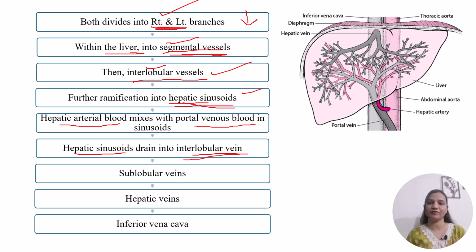Then after the interlobular veins, the blood drains into the sublobular veins, then to the hepatic veins, and then finally to the inferior vena cava. So these are all the series of events that you have to keep in mind regarding the arterial supply of the liver. That firstly, the arterial supply is 20% by the hepatic artery and 80% by the portal vein.